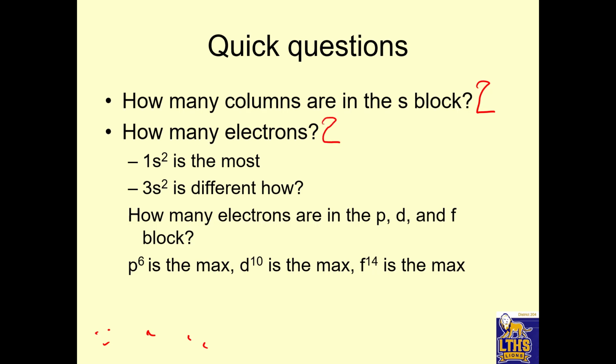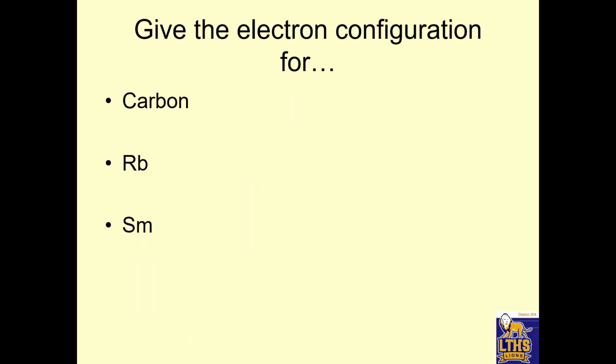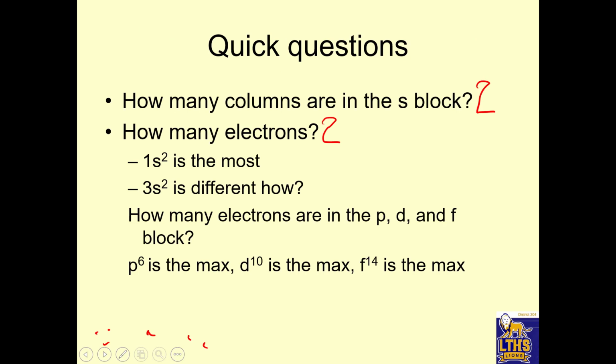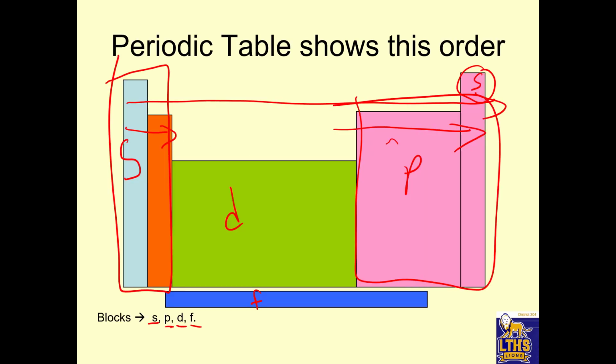So 1s2 is going to be the most. 3s2 is different how? Let's take a look. When I look at this first box, this is the first row, S block 1. This is the first row, S block 2. This is the second row, so this is going to be 2s1. Second row, 2s2.